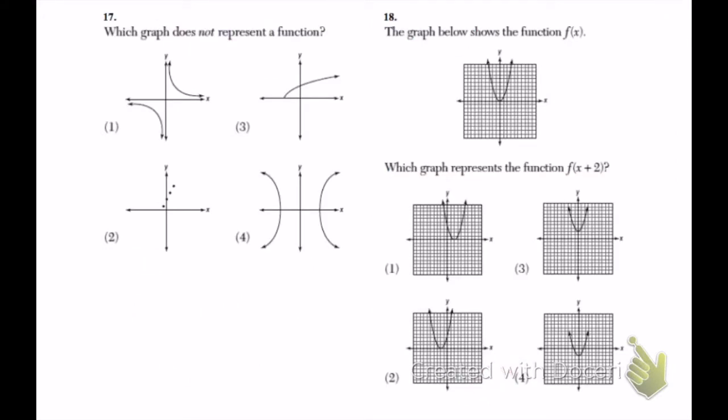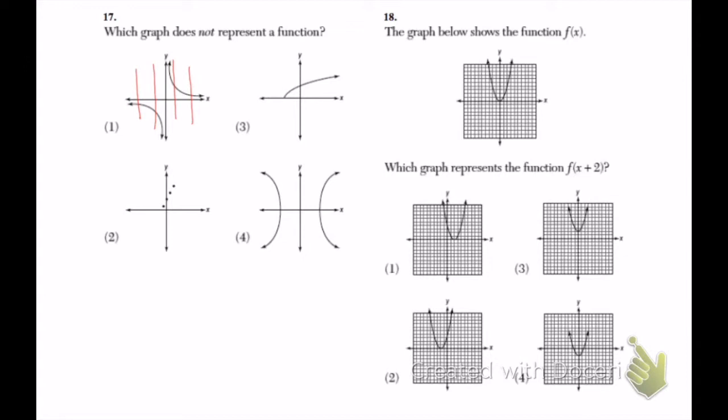Alright, question number 17 reads, which graph does not represent a function? Like we learned in class, a function is represented by ordered pairs where an x value has only one y value associated with it. Another way we can see from a graph if it's a function is if it passes the vertical line test. That will prove that for any x, there's only one y value. So if we use the vertical line test for all of these, we can see that if I was to use vertical lines, there is exactly one y value for every x.